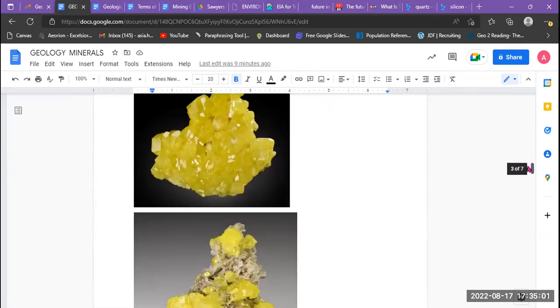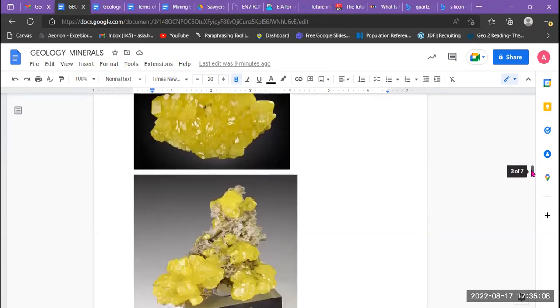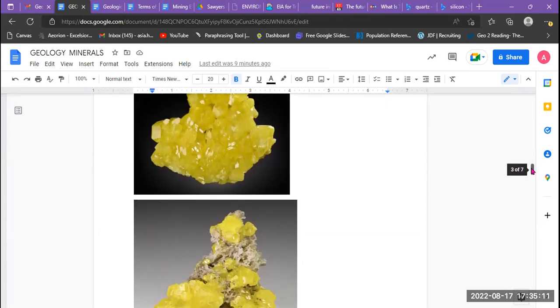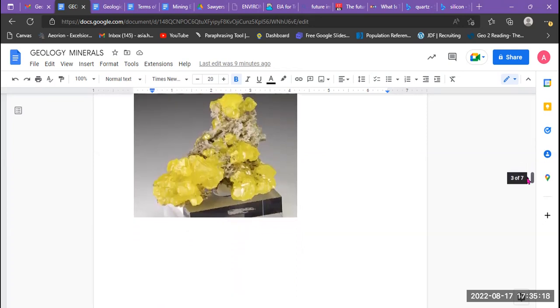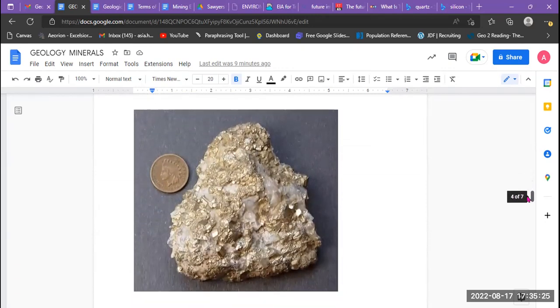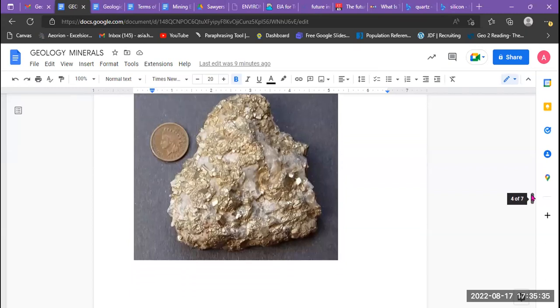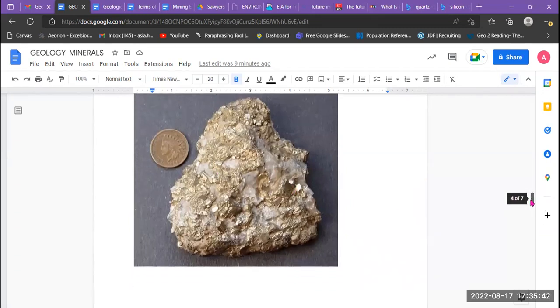If we have the sulfate, very yellow. We have sulfite. This is another comparison to a penny. One has two white things on it, not just one solid color. And it looks like pyrite to me, with the gold part.